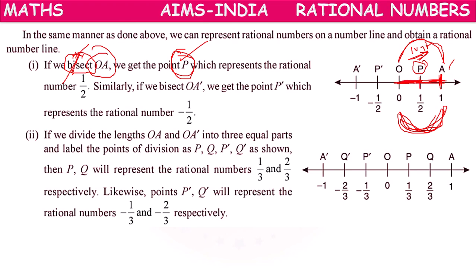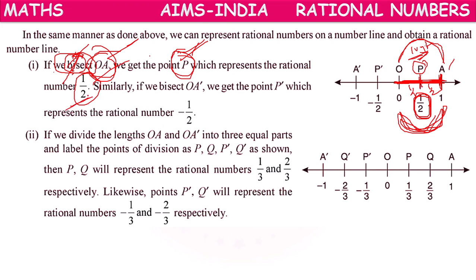Then what will be the value of OP? Half unit. What will be the value of PA? Half unit. So P stands for 1 by 2, because from 1 we have made 2 parts, so that's why P is equal to 1 by 2. So the point which is dividing OA into 2 equal parts represents 1 by 2, which is a rational number. Means by dividing the integer into equal number of parts, we can represent rational numbers.